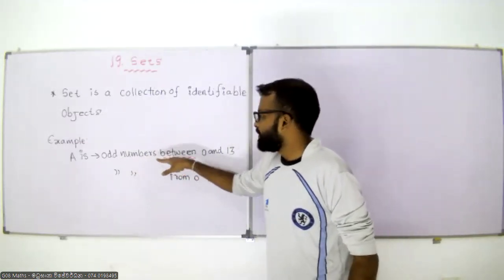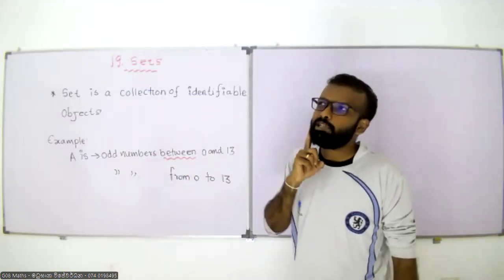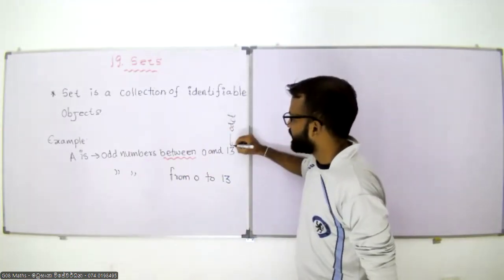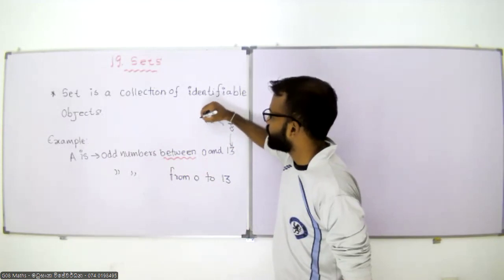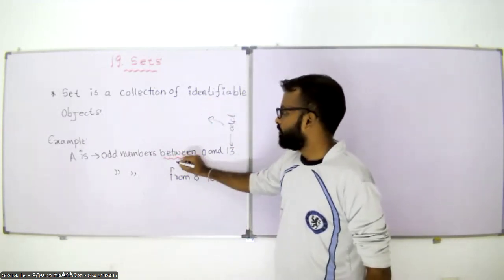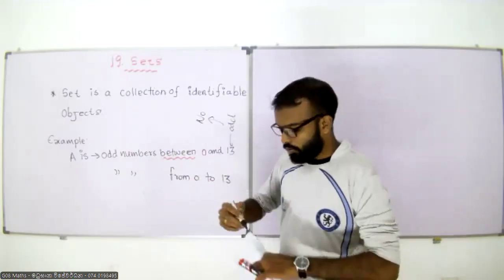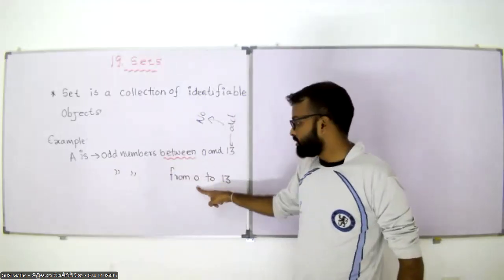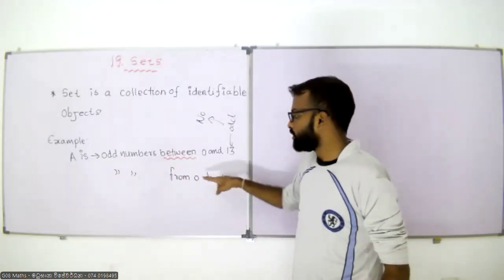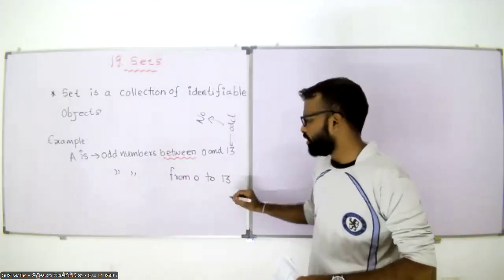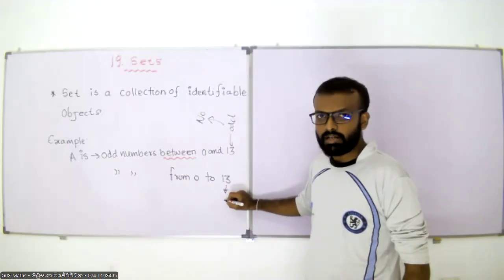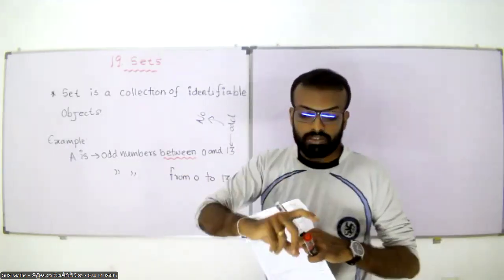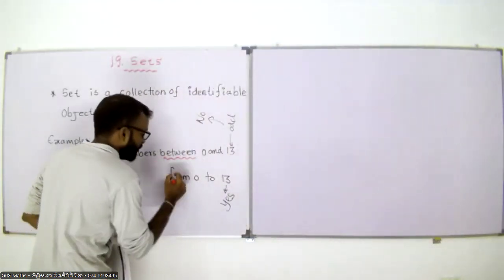Right, I will change this to odd numbers between 0 and 30. You know 13 is an odd number. Can you include 13 in your answer? Yes or no? Between. No. Now I am asking again: A is the odd numbers from 0 to 30. Can you include 30 in your answer? Yes, you can. So that is the difference between these two words, between and from.